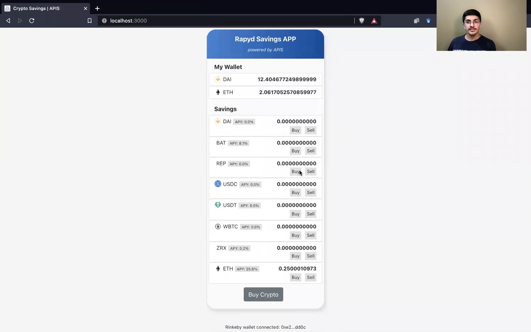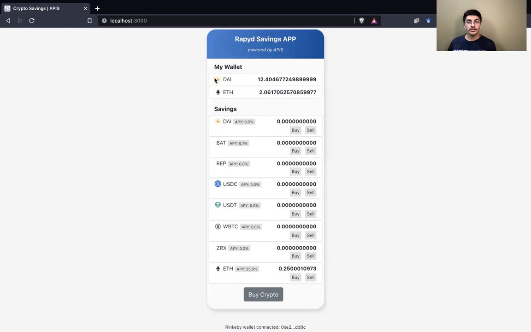First time when the application is loaded, it automatically connects with the MetaMask wallet associated in the browser. After connecting, we can see over here the network that is connected and the address of the wallet. There are two sections in the layout, My Wallet and Savings.